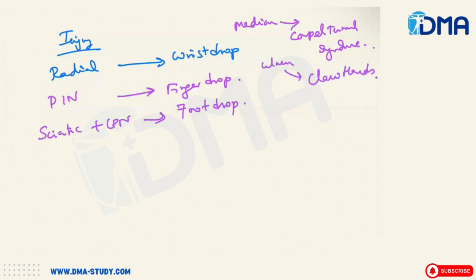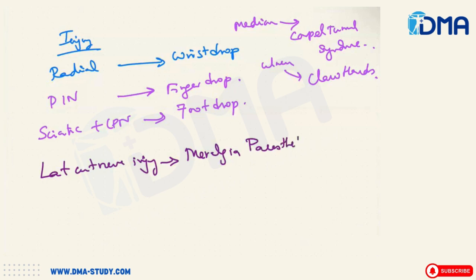Right? Then lower limb, lateral cutaneous nerve injury. The patient will present with meralgia paresthetica. Only that particular part will have a sensory deficit, that is meralgia paresthetica. Then you have to know the difference between Erb's palsy and Klumpke's palsy.